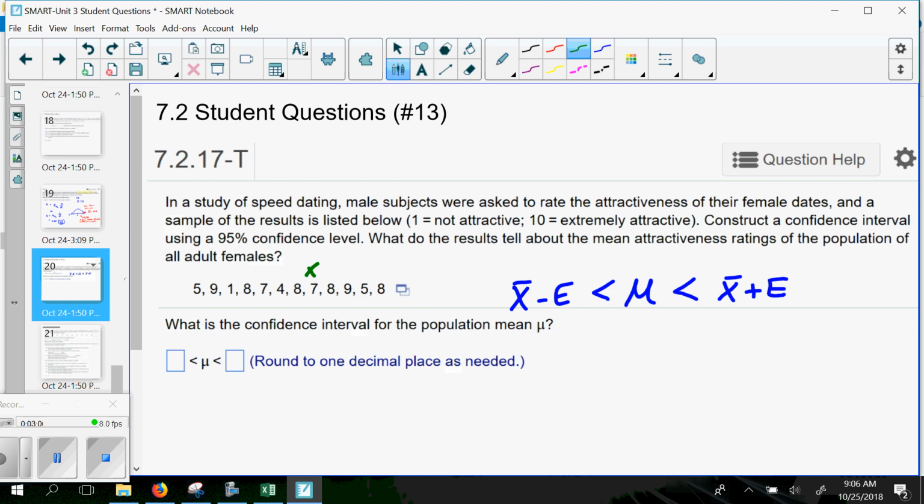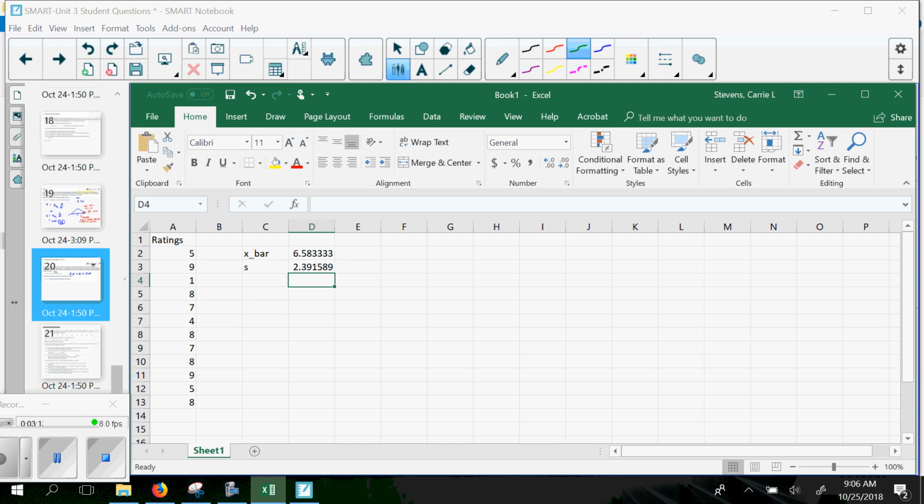So x bar we calculated to be about, let's go back and look, 6.58.